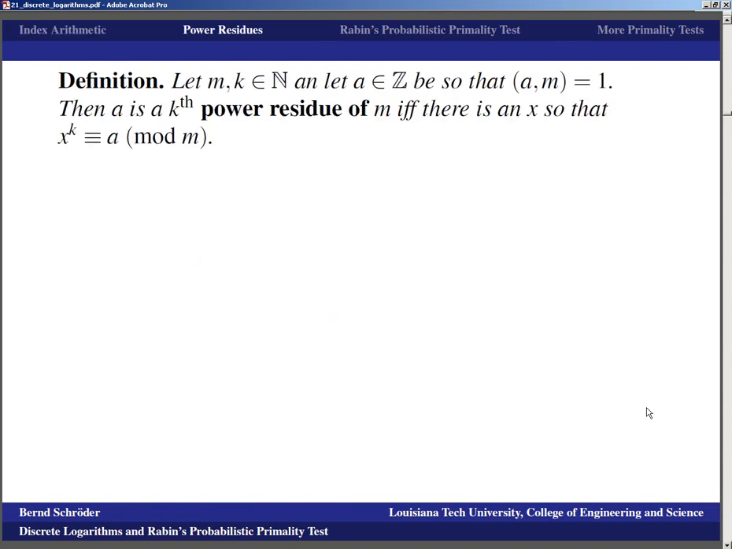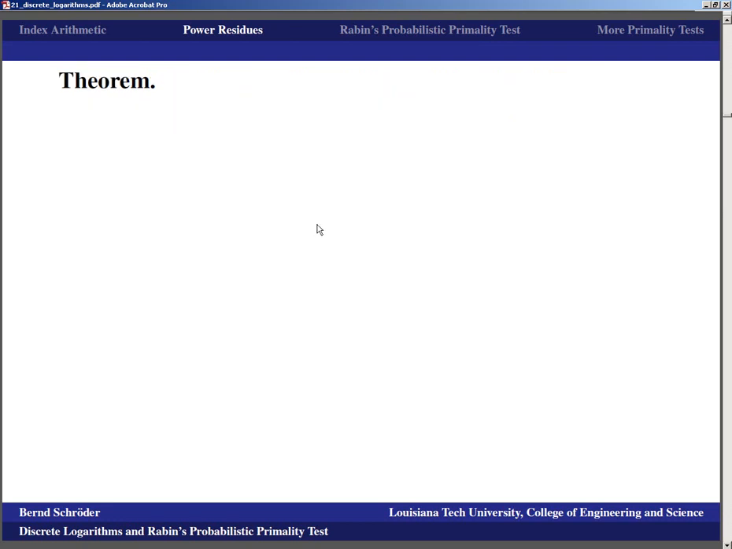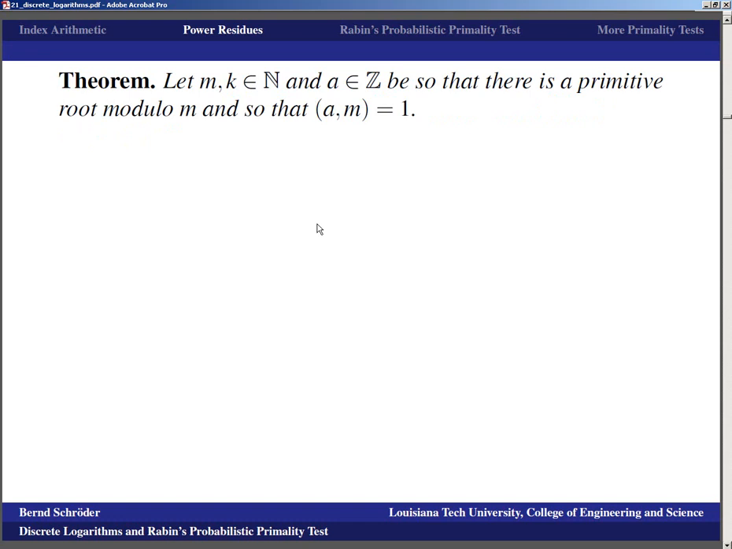Now we talk about power residues, and if you've got two positive integers m and a so that the greatest common divisor of a and m is 1, then a is a kth power residue of m if and only if there's an x so that x to the k is equal to a modulo m. So basically that means if k is equal to 2, a is the modular equivalent of a perfect square, and otherwise it's the equivalent of a perfect kth power.